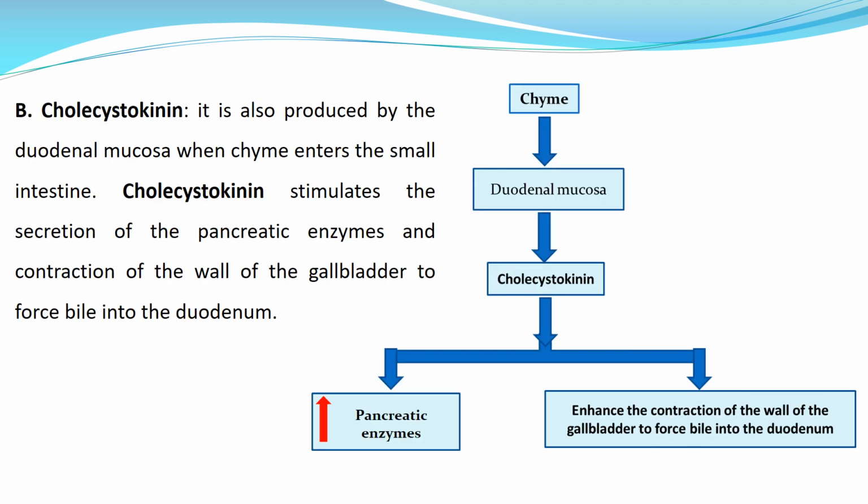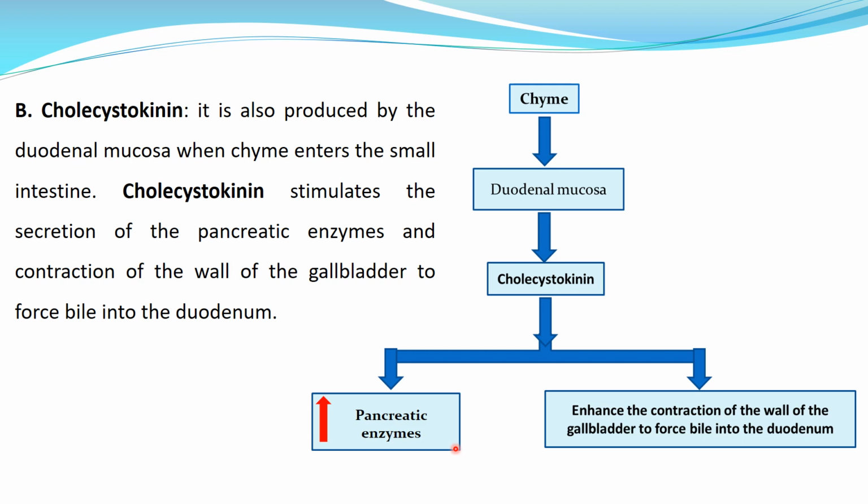The other type of hormone, which is called cholecystokinin, is also produced by the duodenal mucosa when chyme enters the small intestine. So again, similar to secretin, cholecystokinin is secreted by the duodenal mucosa when chyme enters into the duodenum. In turn, cholecystokinin can increase pancreatic enzyme secretion.